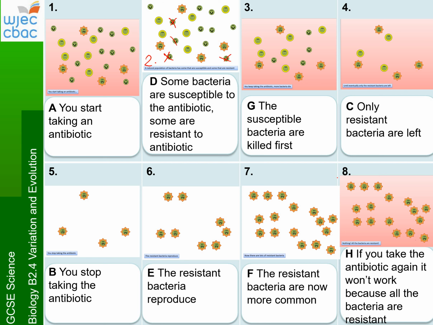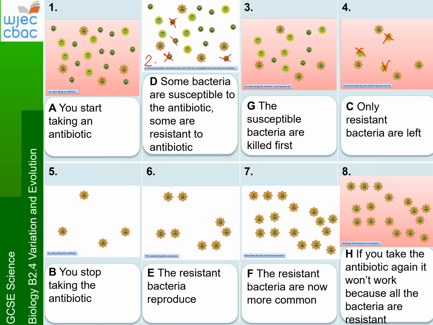They are killed first. That's number 3, G. Only the resistant bacteria then start to be left, as these ones would start to die. You stop taking the antibiotic, and then these resistant bacteria start to divide and divide until they're more common. And then finally, if you take the antibiotic again, it won't work because all of the bacteria are resistant.